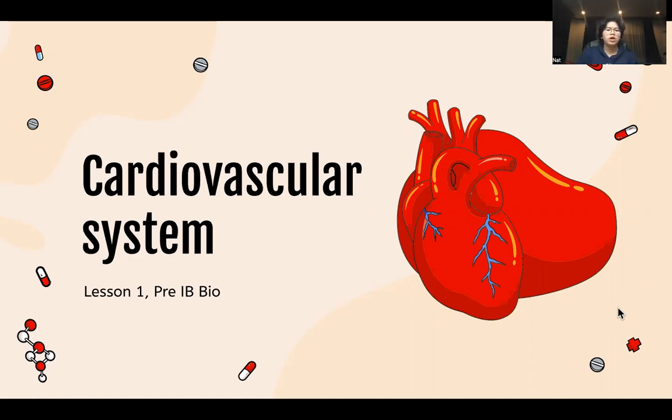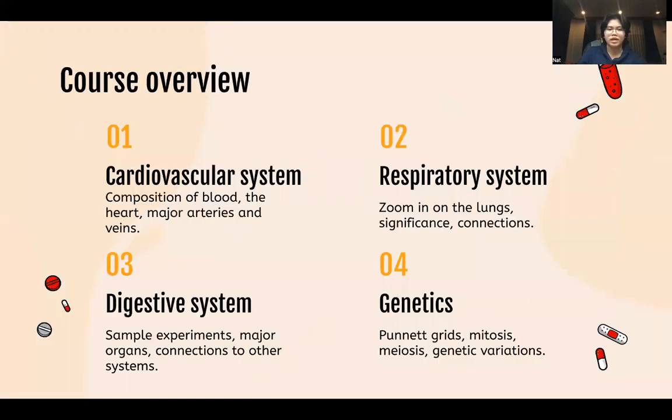We'll be going through the cardiovascular system. This is a brief course overview of the Pre-IB Bio course. In the first lesson, we'll be going over the cardiovascular system. We'll learn about the composition of blood, the heart, major arteries, and veins.